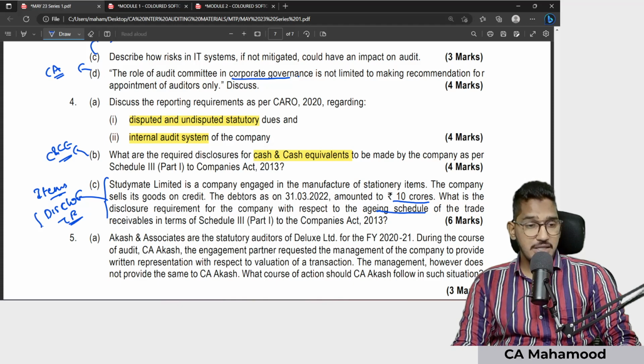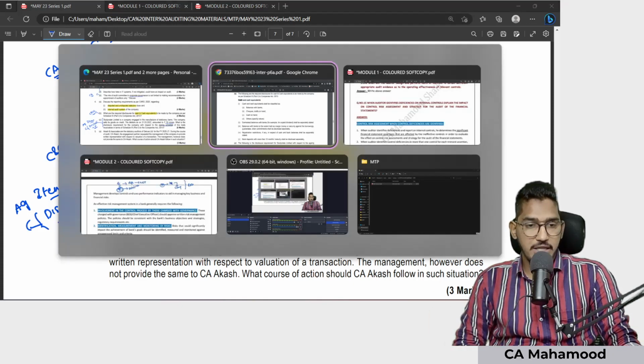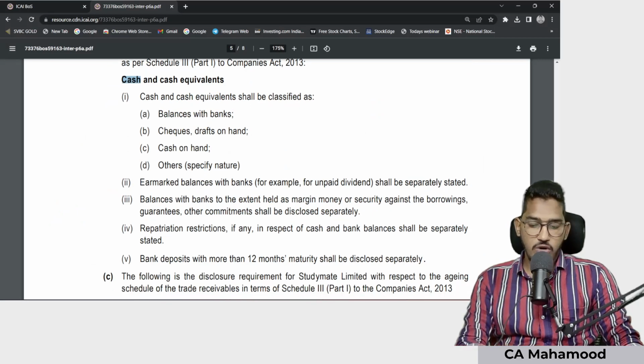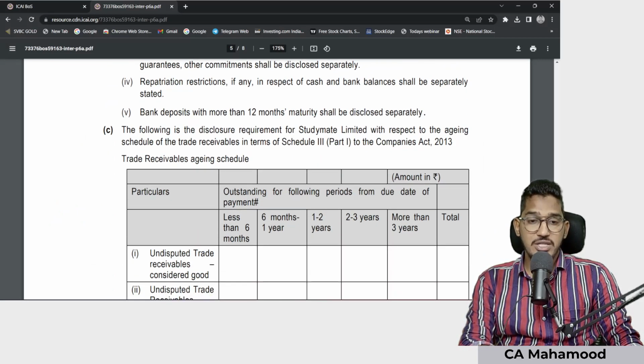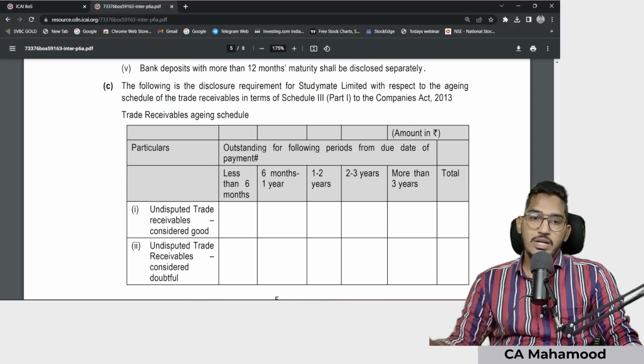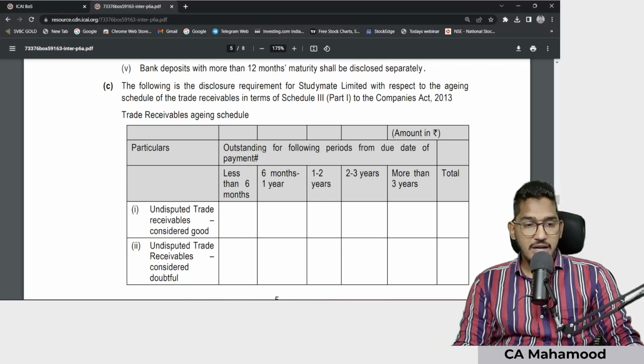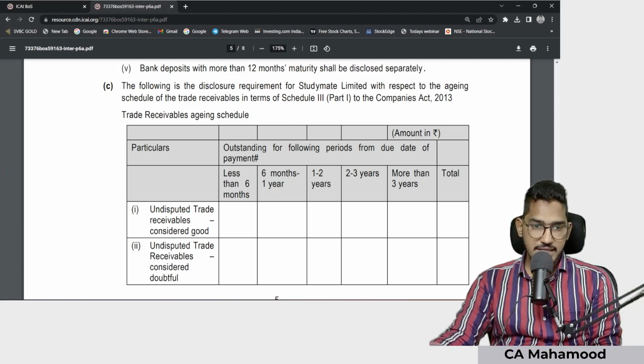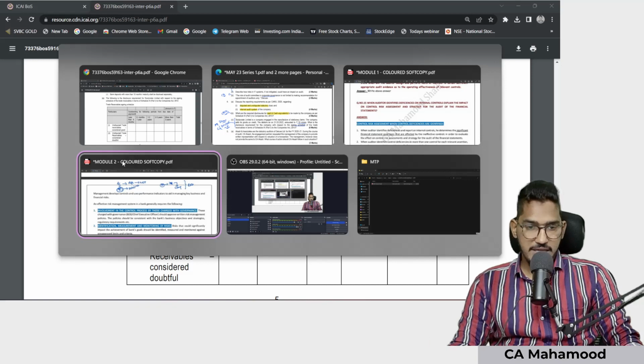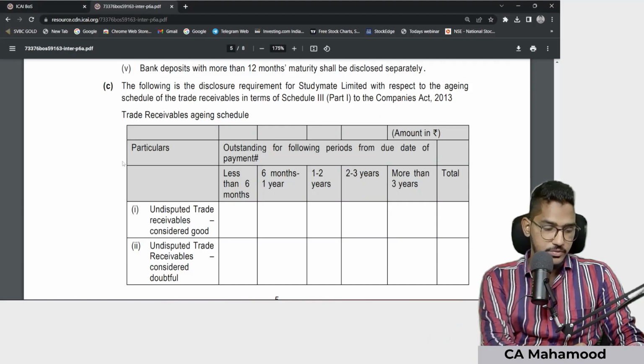And especially they are asking about the aging of the trade receivables, how the aging of the trade receivables has to be done. So here in the answer, you will be able to see the format, how the aging schedule has to be presented. So this is how the aging schedule has to be presented. First, undisputed trade receivables which are considered good, undisputed trade receivables which are considered doubtful. See, in the trade receivables also, let me explain what they are trying to say.